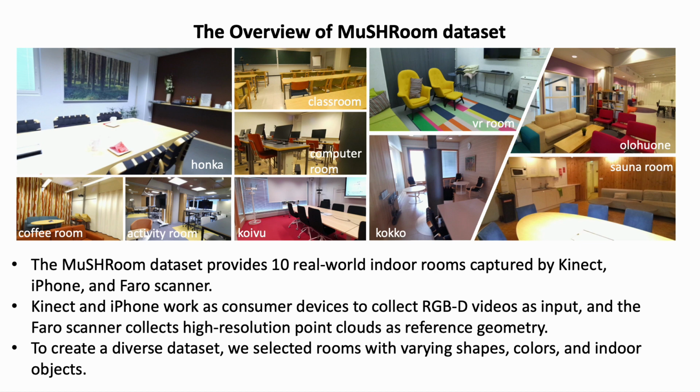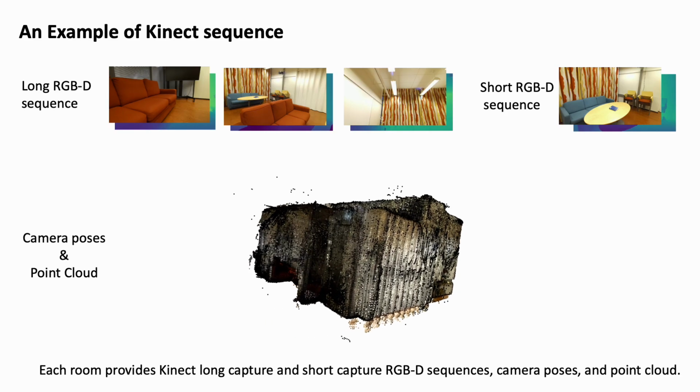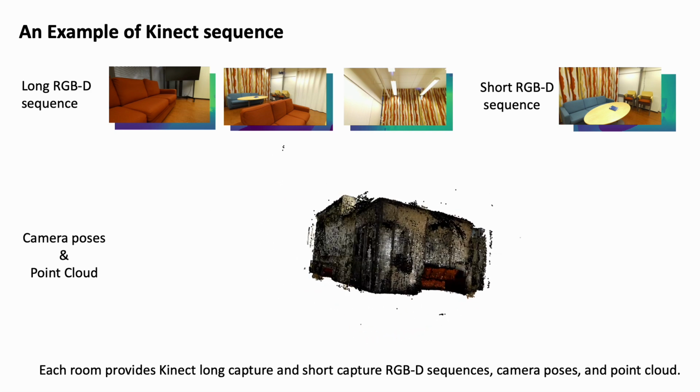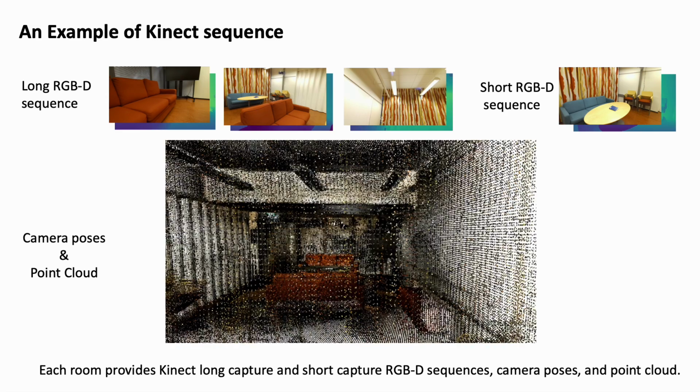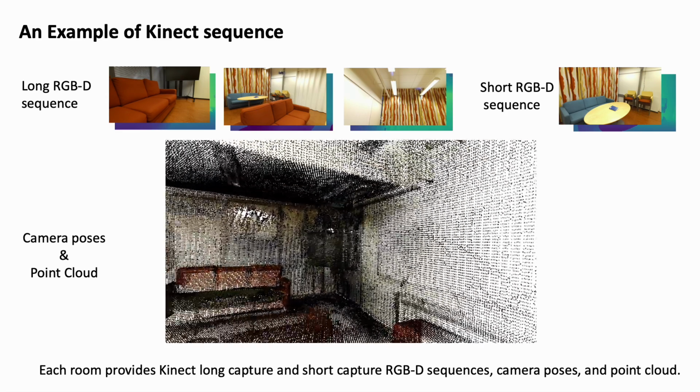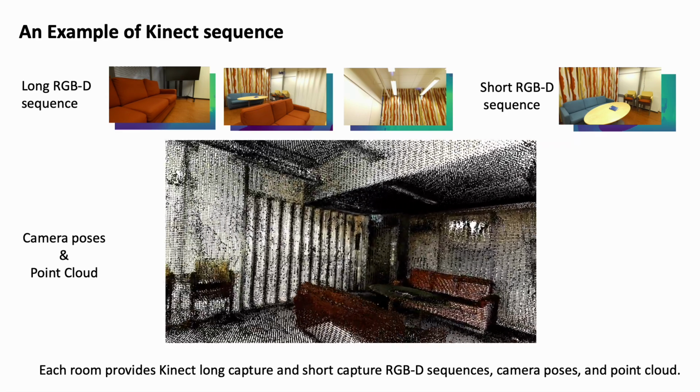During the recording process, we ensured that objects within the rooms remained stationary to maintain consistency across devices, and that the objects recorded by each device were in the same position. We use an Azure Kinect depth camera to get synchronized depth and color images. For each room, we provide 2 RGBD sequences with keyframe pose and point cloud.